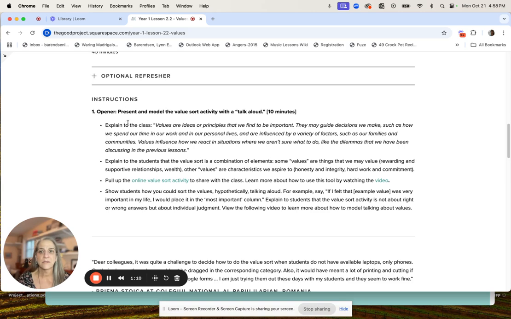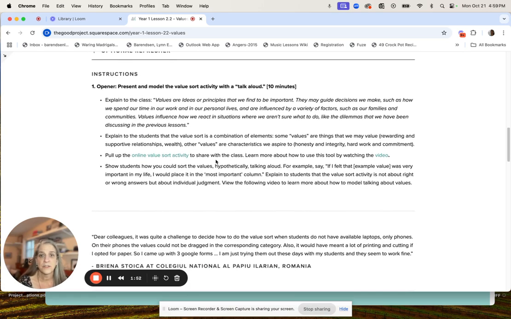So we ask at the outset that you model the value sort activity for your students. So really walk them through how you yourself might sort your values. It's important, I think, to say at the outset that it's not always self-evident what values are for students. So it's useful to spend some time explaining that and say that values are ideas or principles that we find to be important. They can guide decision making, how you spend your time either professionally in work or on academics, and they can be influenced as well as in your personal life. And values can be influenced by a variety of factors: family, community, things like that.